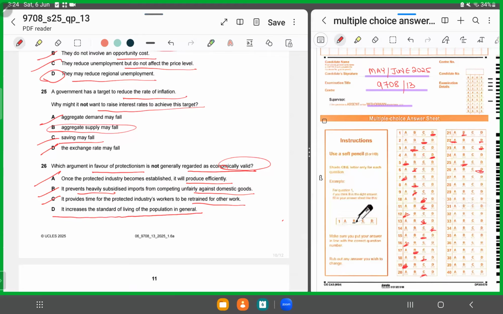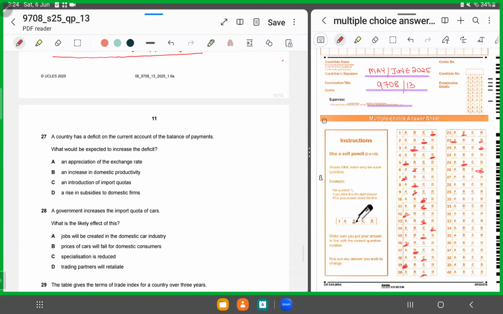Moving forward, MCQ number 27. 27 says a country has a deficit on its BOP. What would be expected to increase the deficit? Now, why would the deficit increase? The deficit would increase because of an appreciation of the exchange rate. If exchange rate increases, that means exports would get expensive. So exports would fall and imports would rise because imports would get cheap. So for 27, we'll shade in A as the correct answer.